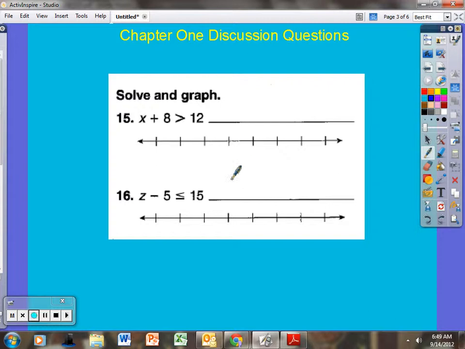We kind of lost our focus here. Solve it the same way that you do an equation, but you have the inequality. So I could just transfer that inequality symbol right here, right now.